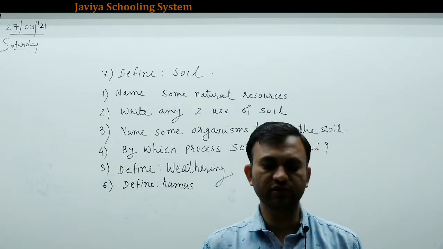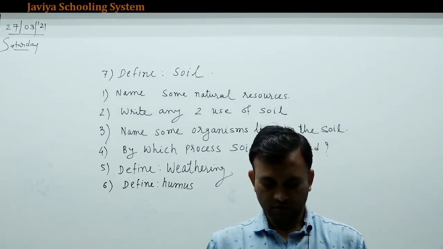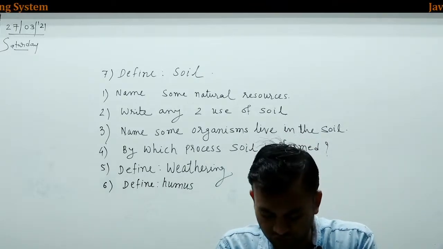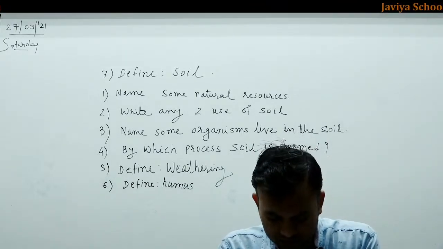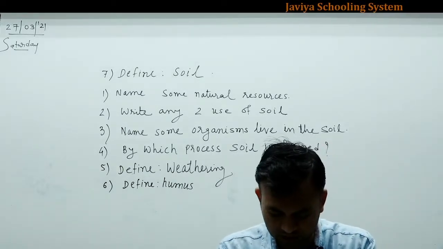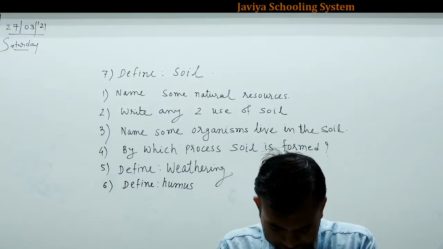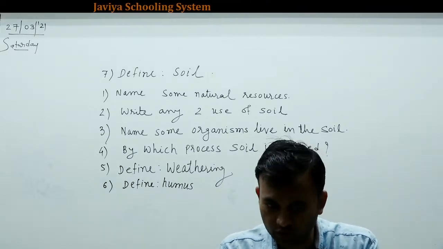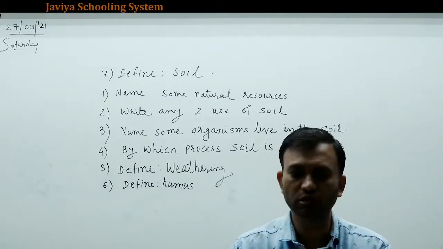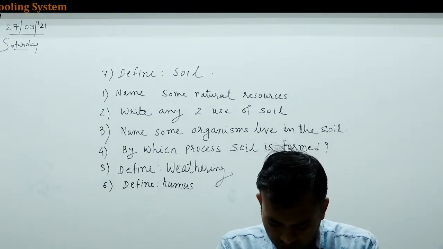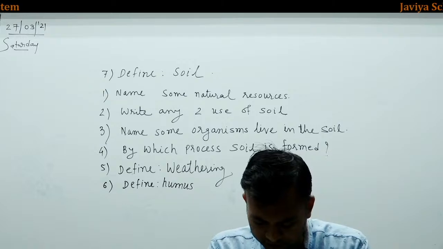There are different layers present in the soil. For example, humus, then after water, clay, silt, sand, gravel. These are the different particles present in the soil. Now soil also contains water, air and living organisms. So water and air are needed by living organisms.